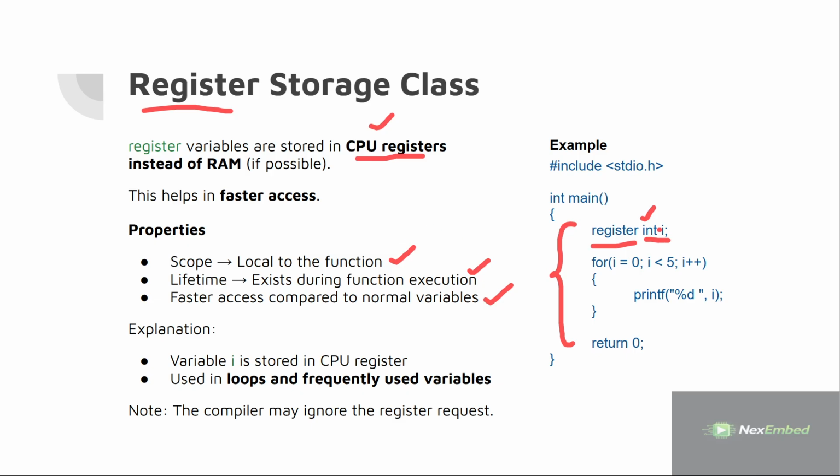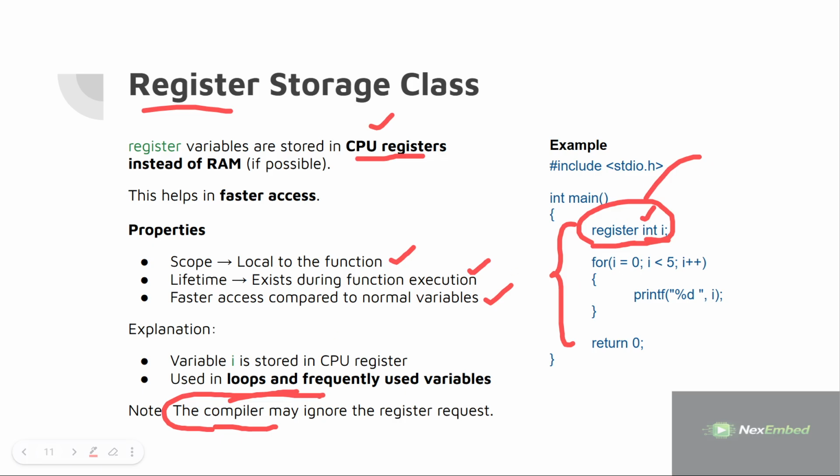Here I have declared a variable i which will be stored in the CPU registers, and I have used a loop where this variable is used frequently. One more thing to keep in mind is that the compiler may ignore the register request. Even though I am declaring my int variable under the register storage class, the decision depends fully on the compiler. If the compiler says no, it can't give a CPU register, then it will be stored in the RAM only.